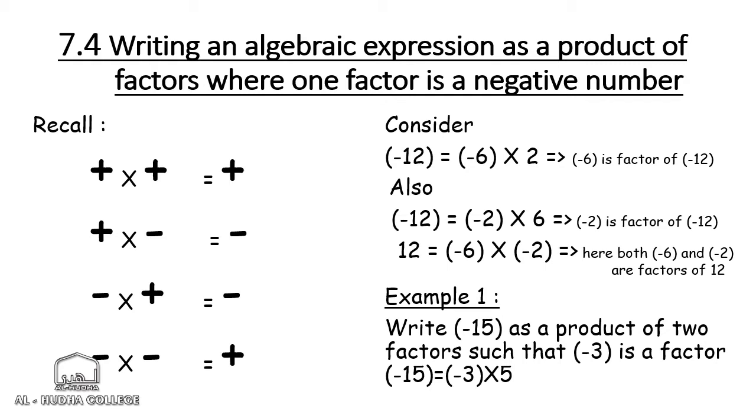Example: write minus 15 as a product of two factors such that minus 3 is a factor. So minus 15 should be written as two factors, but one factor is given as minus 3. Obviously, the other factor should be 5. Then only minus 3 into plus 5, you get minus 15. So that is an example for you to understand regarding the above.